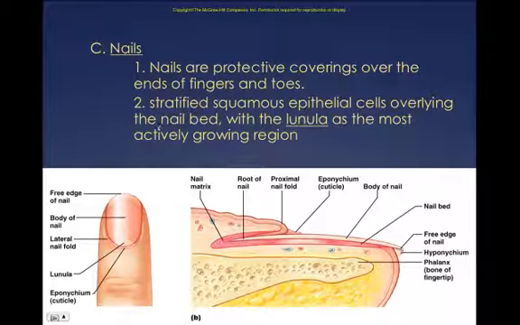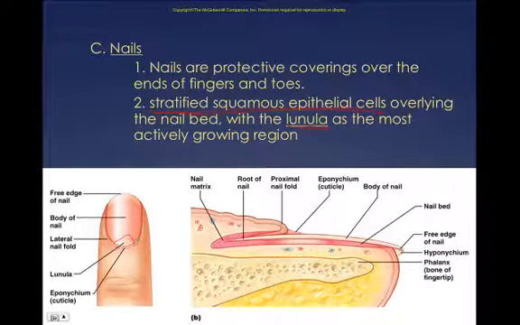So again, your nails consist mainly of stratified squamous epithelial cells, okay, just like your skin, that are overlying the nail bed. And you're going to see that the actively growing region of your nail is actually called the lunula. This is where, again, your cells are continually produced.